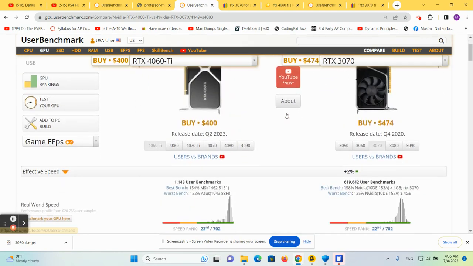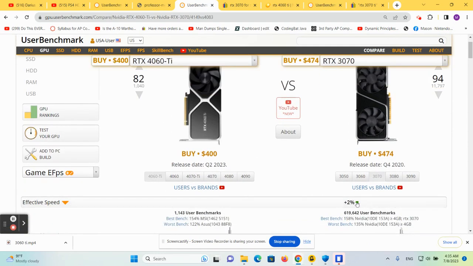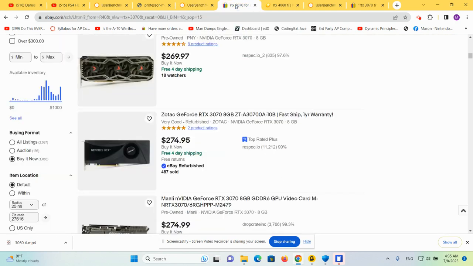So if you scroll up to the top, you can see that the RTX 3070 slightly bests the 4060 Ti. Which is better price-wise? Now, the 4060 Ti, I would buy new. The 3070, you could still find use for a decent amount of money. So let's compare pricing now. So we're going to start with the 3070 used.